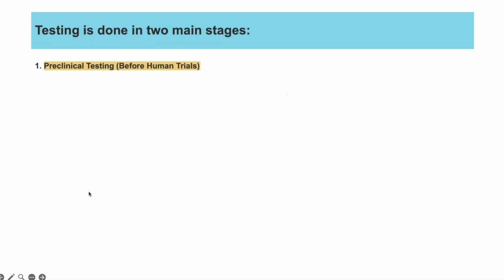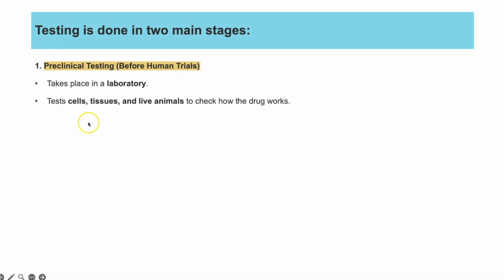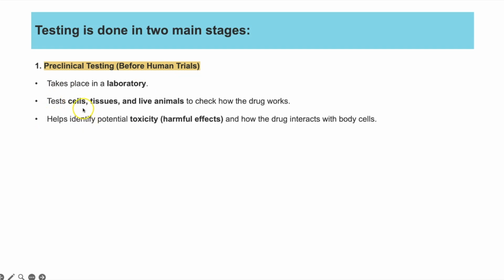So there's two main stages to these drug testings. Preclinical trials comes first, and that means trials that you do before you test it on any humans. So step one is just testing it in a lab, and you'd be testing this new drug on just groups of cells or tissues and then live animals, so things like mice, for example. And the point of these stages are to help to look for any potential side effects. So it's testing for toxicity and looking at how the drug interacts with body cells.